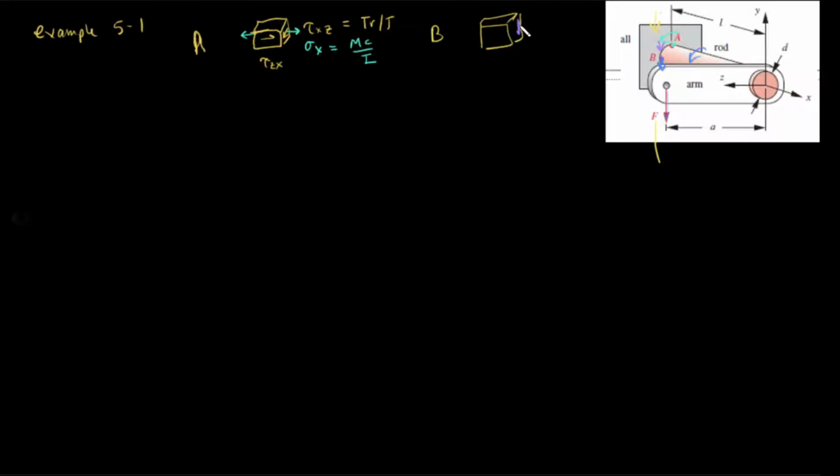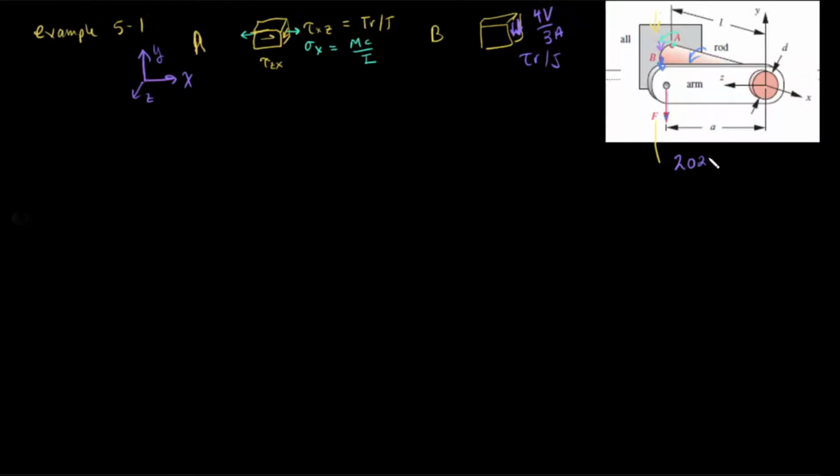We can say this is the shear due to the load, which is 4 times the shear over 3A for the solid cylinder, and then we have the other shear that's due to the applied torque, which is TR over J. For the coordinate systems, we're just saying that this is Y, this is X, and then along the rod is Z.